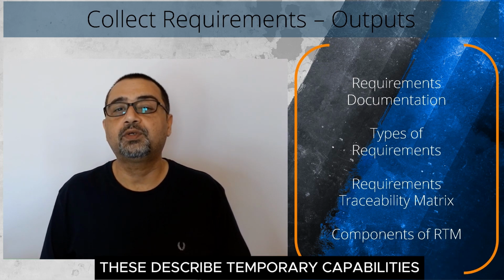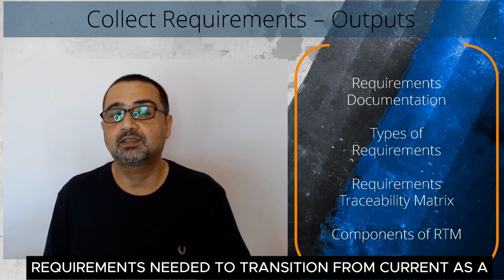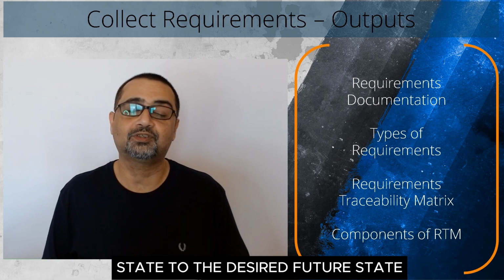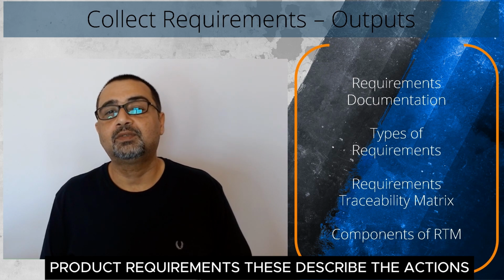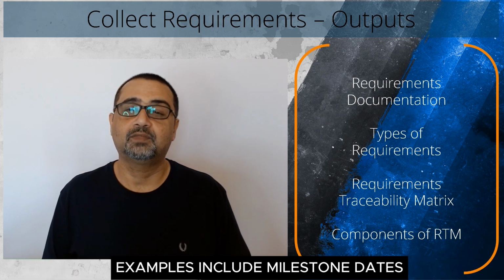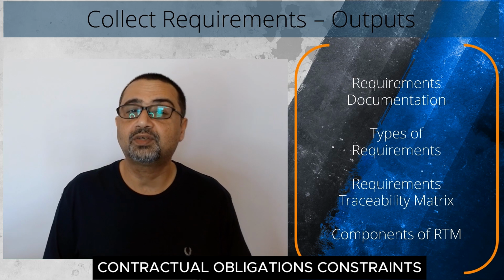Transition requirements describe temporary capabilities such as data conversion and training requirements needed to transition from the current as-is state to the desired future state. Project requirements describe the actions, processes, or other conditions the project needs to meet. Examples include milestone dates, contractual obligations, and constraints.